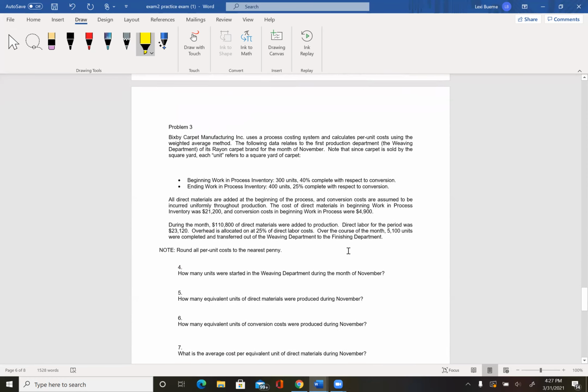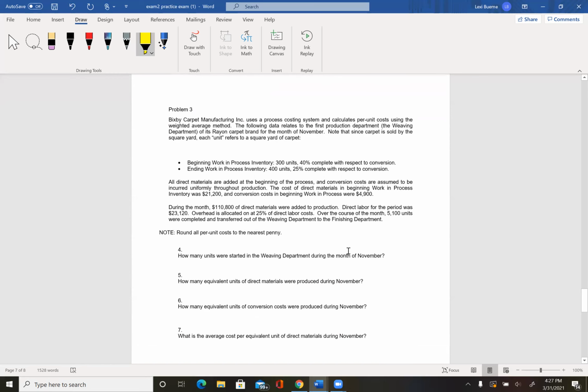Now for problem 3, Fixie Carpet Manufacturing uses a process costing system, calculates per unit cost using the weighted average method. The following data relates to the first production department, the weaving department of its rayon carpet brand for the month of November. Note that since the carpet is sold by the square yard, each unit refers to the square yard of carpet. So the beginning WIP gives you 300 units with 40% complete.